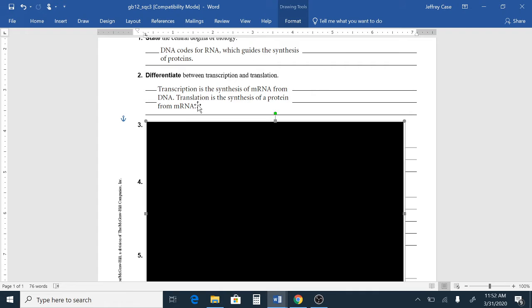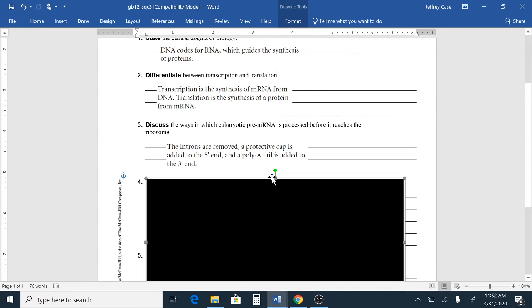All right. Number 3, discuss the ways in which eukaryotic pre-mRNA is processed before it reaches the ribosomes. The introns are removed. A protective cap is added to the 5' end, and a poly A tail is added to the 3' end.